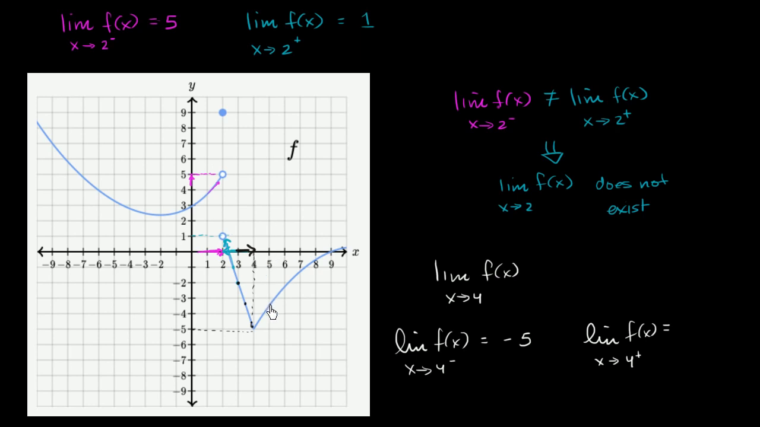f of 5 gets us here. f of 4.5 seems right around here. f of 4.1 seems right about here. f of 4.01 seems right around here. And even f of 4 is actually defined, but we're getting closer and closer to it.